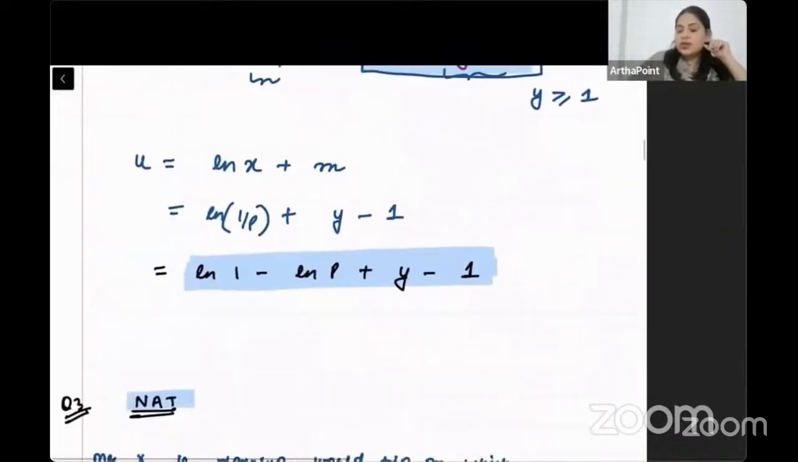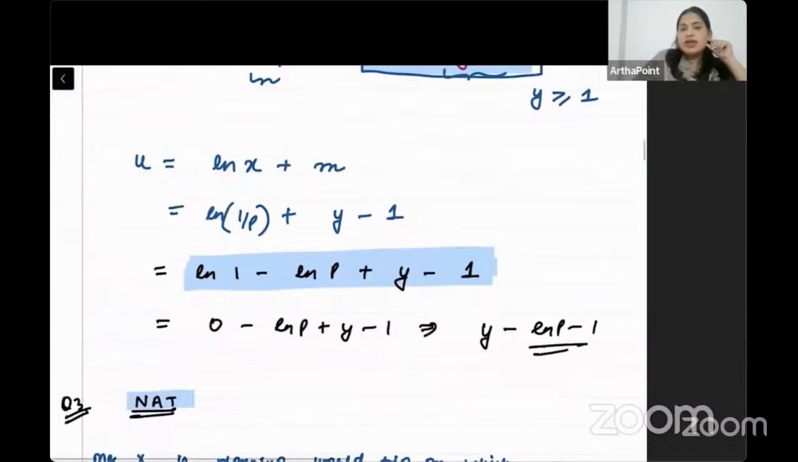Yes, you're correct, beta. That's also correct that ln 1 will be 0. So you can go ahead and have this. Absolutely. So it will be y minus ln p minus 1. Correct, correct. Yes. Correct. Okay, so this will be the answer to this question.